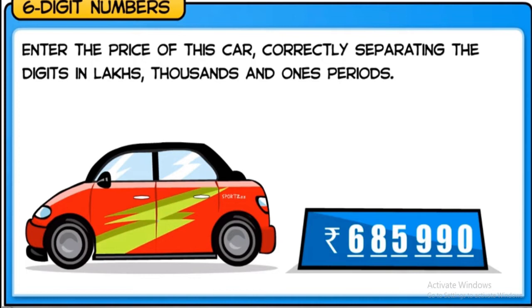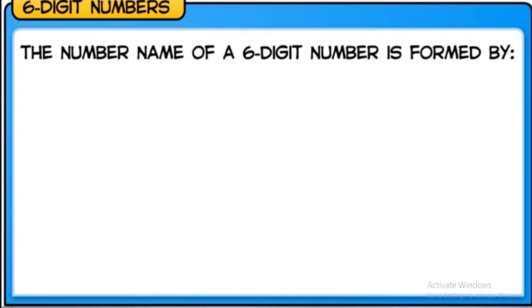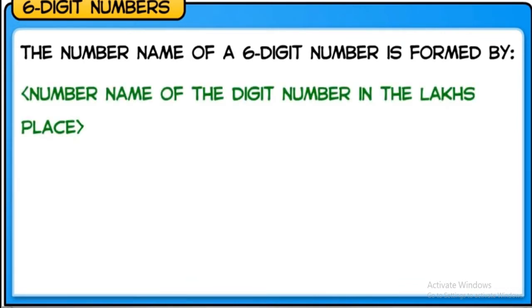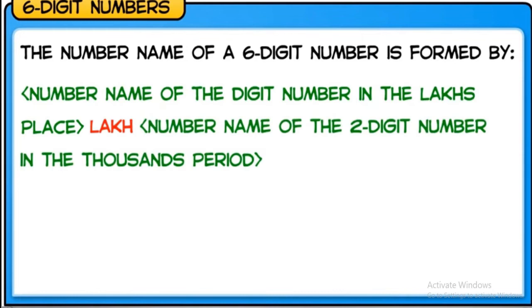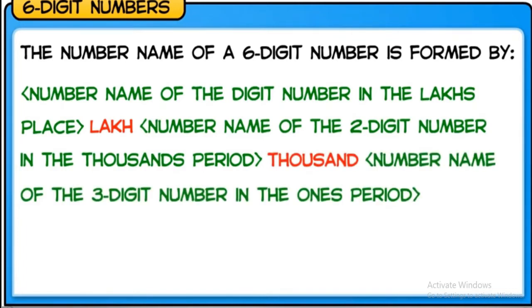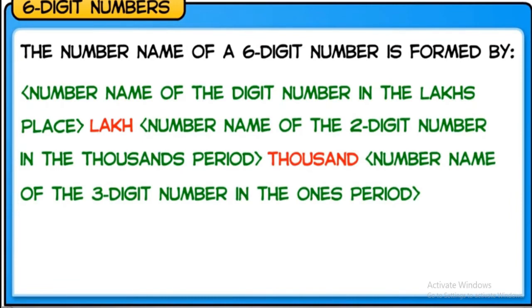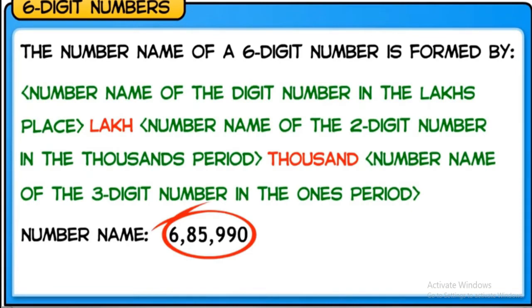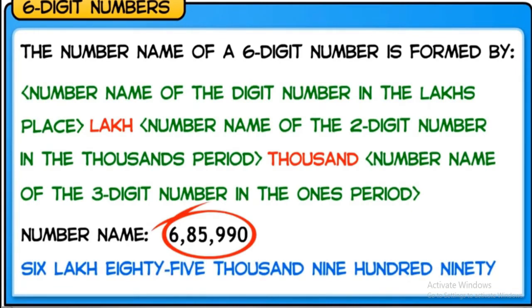Correctly separating the digits in lakhs, thousands and ones periods. The correct way to write the price of this car is 6,85,990. The number name of a 6-digit number is formed by the number name of the digit in the lakhs place followed by lakh, followed by the number name of the 2-digit number in the thousands period, followed by thousand, followed by the number name of the 3-digit number in the ones period. Thus, the number name of this number is 6,85,990.